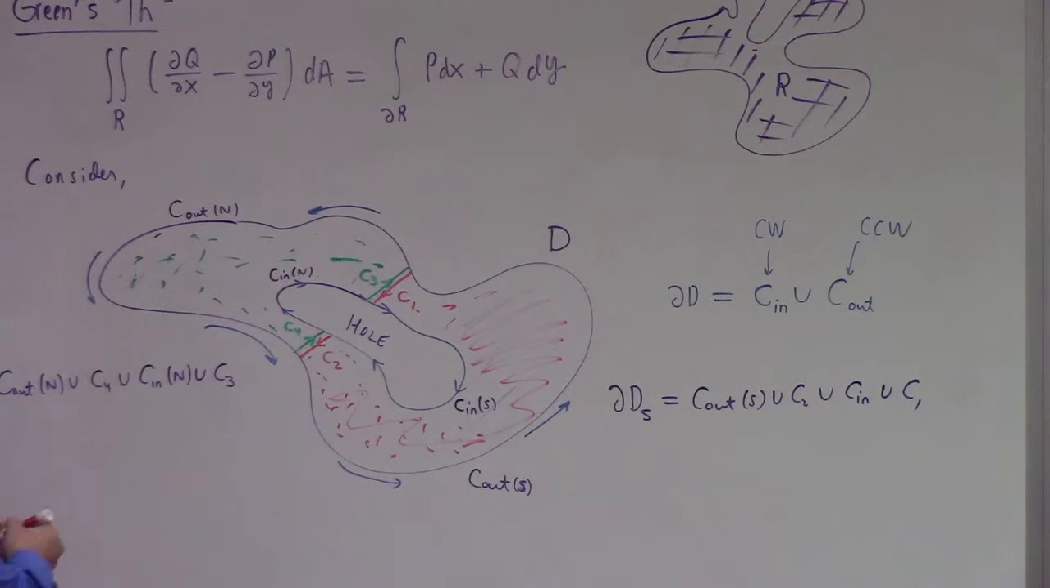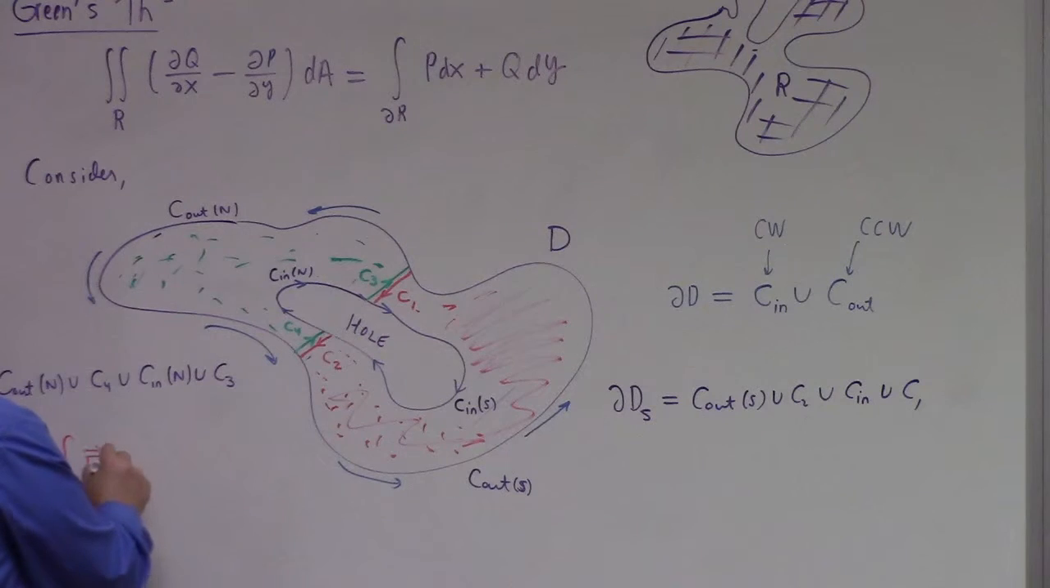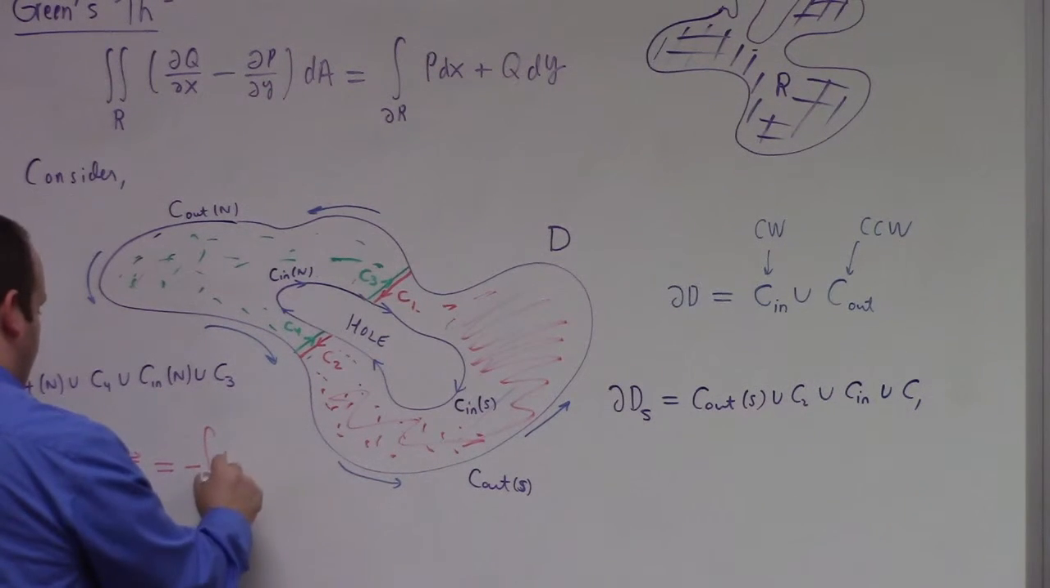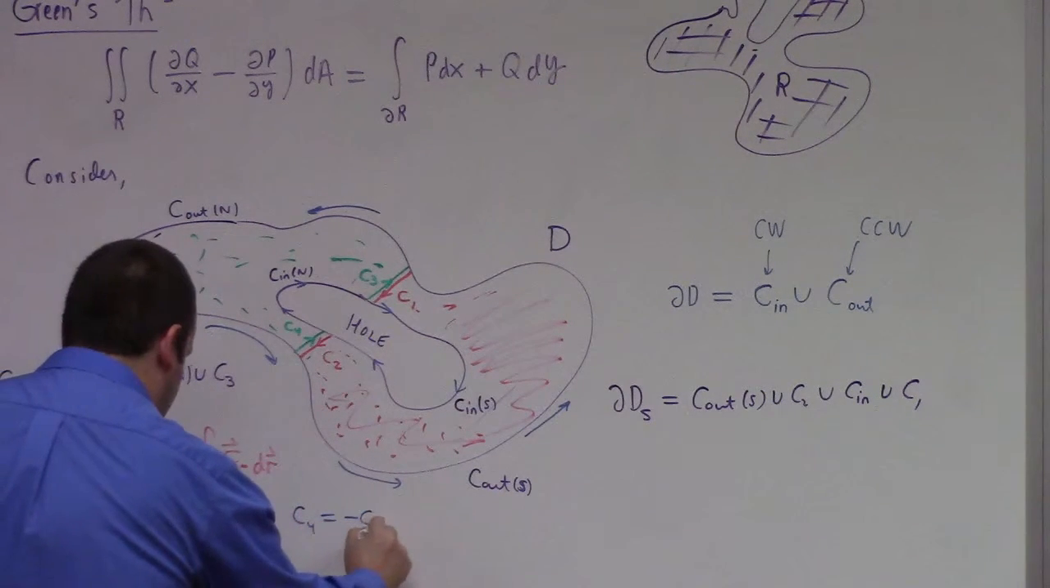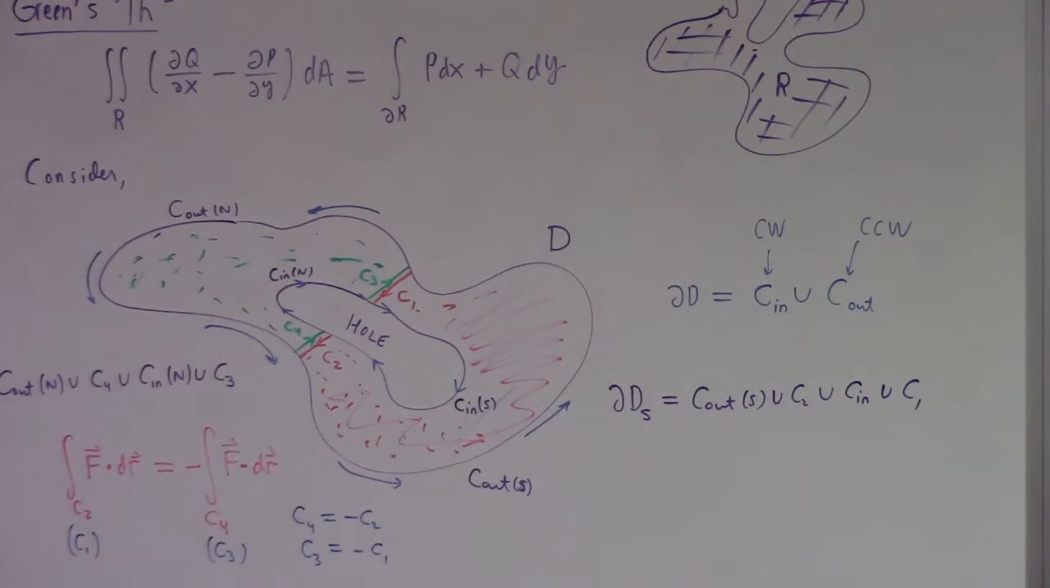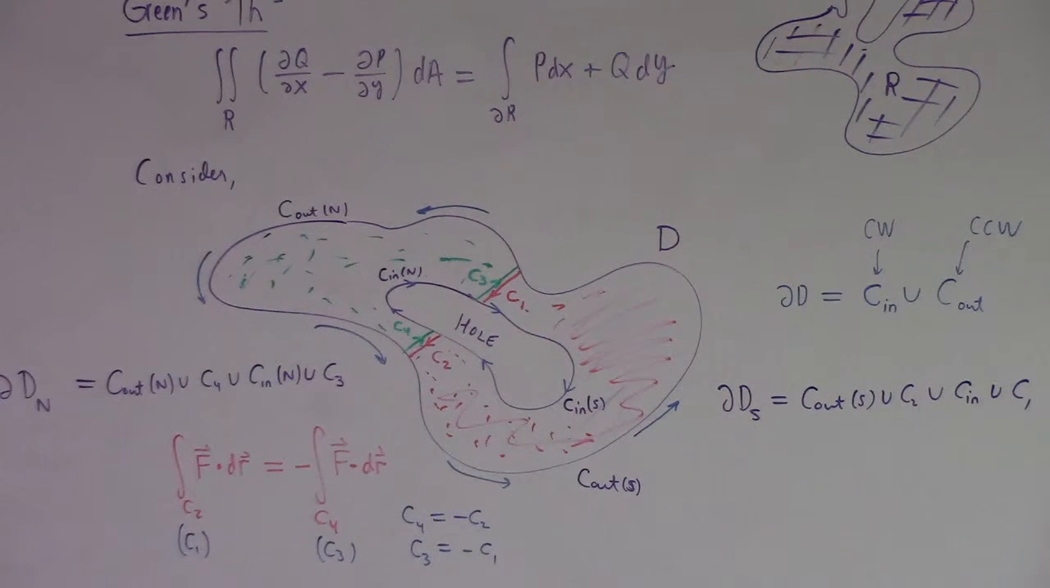And there's something else I want to notice before I do that, though. It's that if you look at the integral of a vector field, F dot dr along C2, it's equal to minus the integral along C4 of the vector field dot dr, right? And likewise for C1 and C3, right? Because C4 is equal to minus C2 and C3 is equal to minus C1. They're reversals, right? And we know if we reverse the curve, the line integral changes by a sign. So what I'm really trying to tell you is I can add the line integrals of the union of C2, C4, C1, and C3 without adding anything. That's just adding 0, really. So that's important.